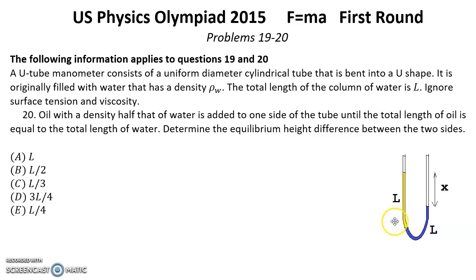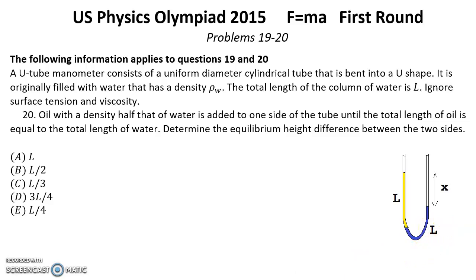Yellow is a column of oil, and blue is a column of water. We have a height difference x, and the length of each column is L. Now we can write an equation for pressure equivalence at the level which divides oil and water on the left side, and the same level on the right side.